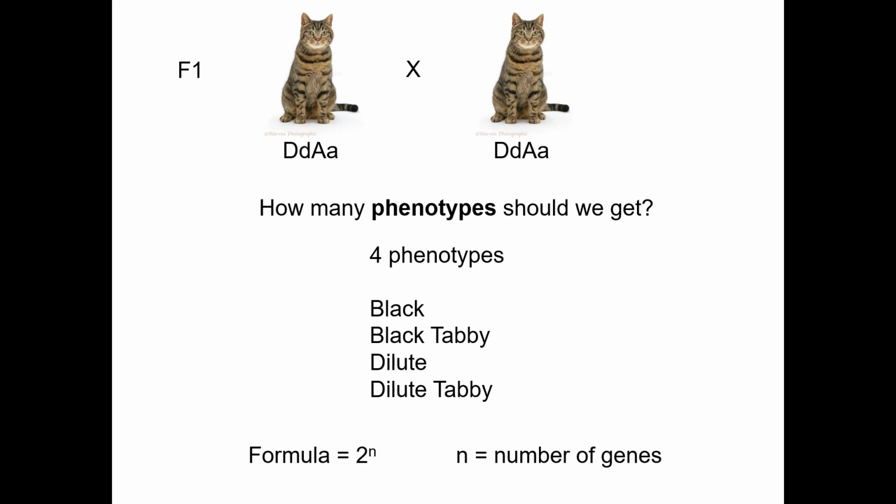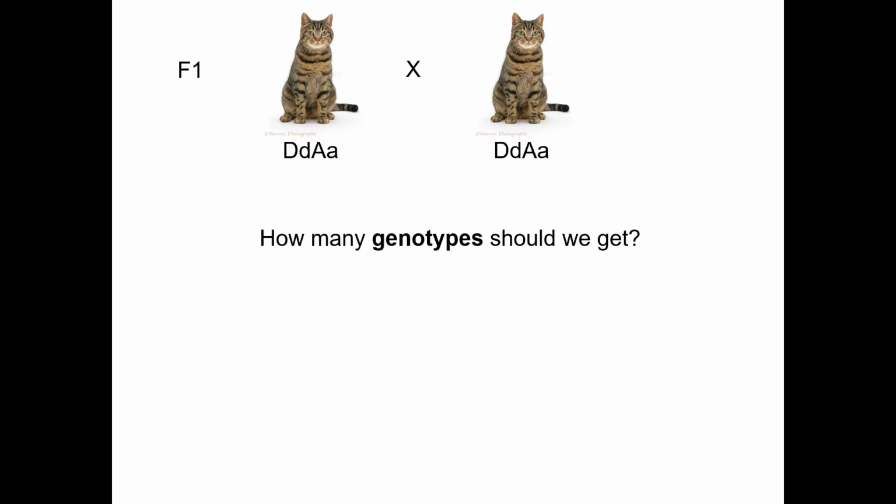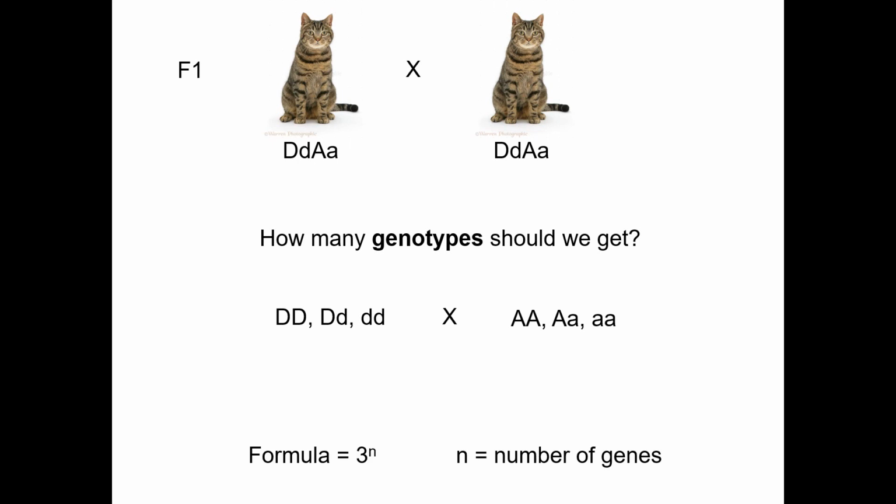The next thing we can think about is how many genotypes should we get? Each gene has 3 possibilities. For the dilute gene, we could be homozygous dominant, heterozygous, or homozygous recessive. That's what we would expect from a monohybrid cross. And we can also get the same thing for the other gene. We can use this formula 3 to the n because there are 3 possibilities for each hybrid cross, where n is the number of genes. This means that it's possible for us to get 3 squared, or 9 possible genotypes.